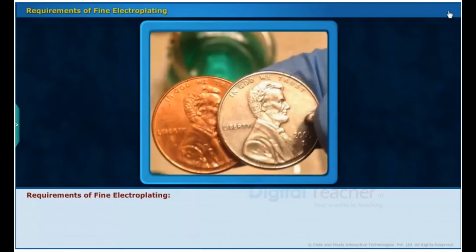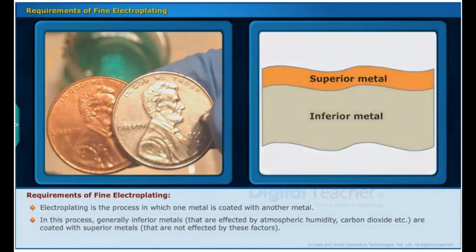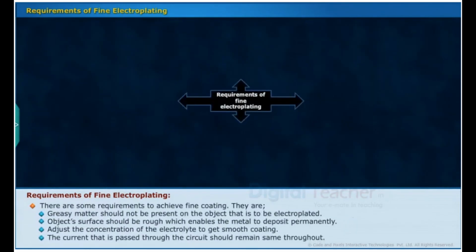Requirements of fine electroplating. Electroplating is the process in which one metal is coated with another metal. In this process, generally, inferior metals that are affected by atmospheric humidity, carbon dioxide, etc. are coated with superior metals that are not affected by these factors. There are some requirements to achieve fine coating.